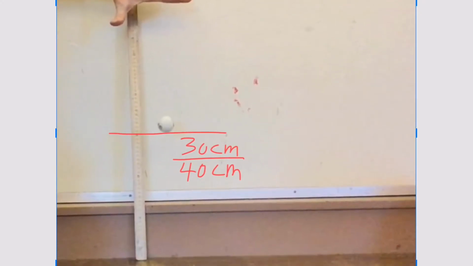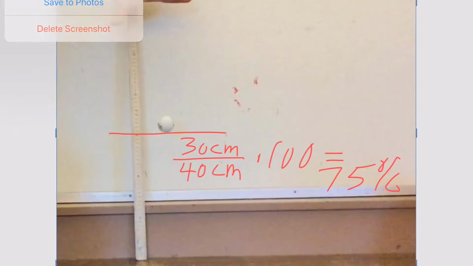Well, let's do the same thing. We multiply by 100. What does that equal? 75%. Do you think this will hold for the next time? I don't know. Let's try again. Ready? Okay, let's do this.